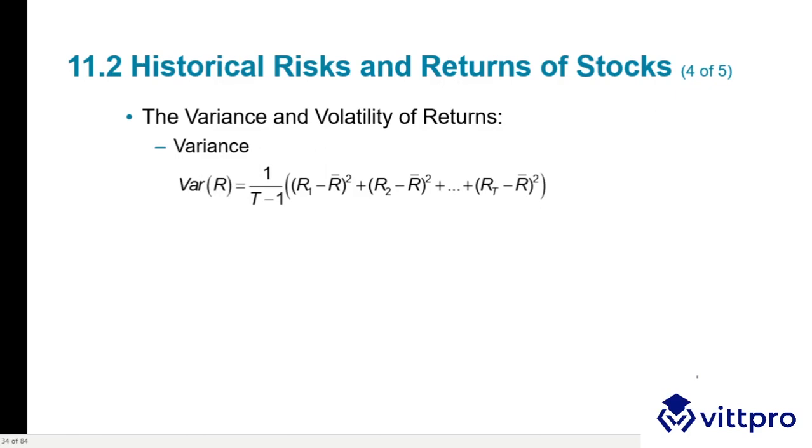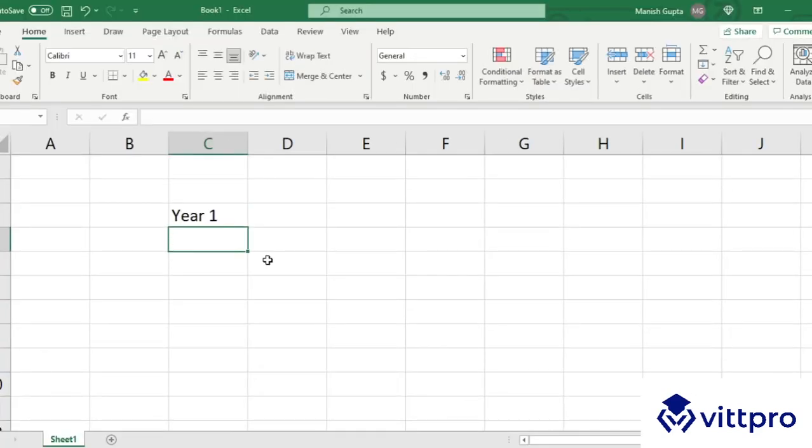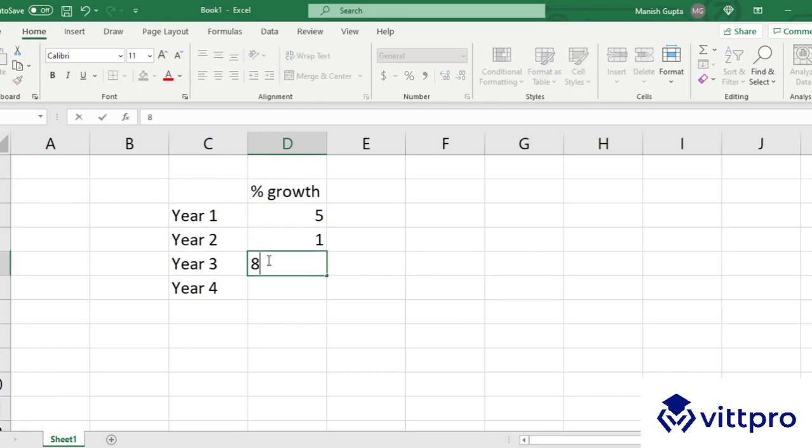How volatile is it? You don't have a fixed rate of interest like an average, right? It is growing up and down, up and down, up and down. We normally measure the volatility of the growth. So the volatility we measure by this formula. Let's say year 1, year 2, year 3, year 4, and let's say we have the percentage growth. In 1 year we get 5%, then 1%, and 8%, and then maybe let's say 4%, right? So this is the total growth in every year.